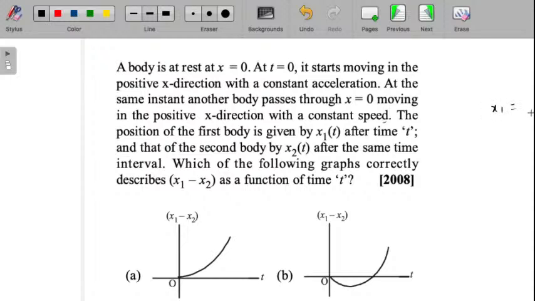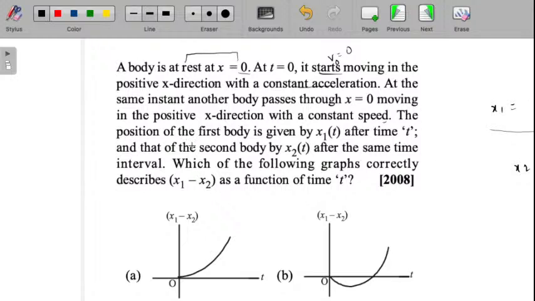See, x1 is given by half a t square, because it's the motion of a body which is at rest at x equals 0. It starts moving, which means v equals 0 also, right? V0 equals 0 at t0 is 0, and therefore x equals ut plus half a t square for constant acceleration. So u is 0, therefore it is x equals half a t square.